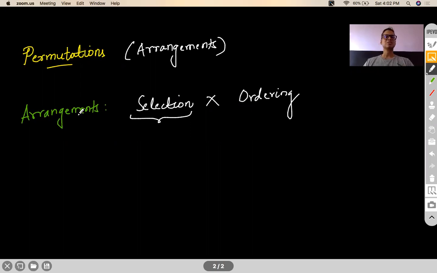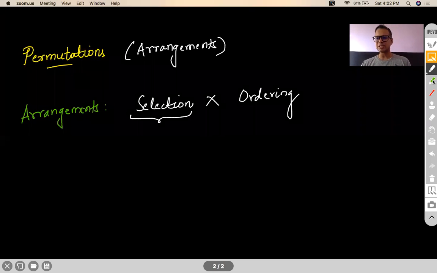So when you select 3 people, that is your selection process. That is what we call combination as well. And whatever you have selected, you can order them in order to achieve the arrangement of 3 people out of 5 people on those chairs.